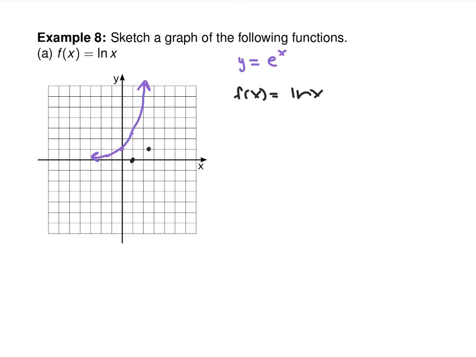And I don't care about super specific points. I care that you know that it goes through 1, 0, and that you get the asymptote in the right place, you get the general shape correct, that you get that ln looks like that. If you don't know it, flashcard it.